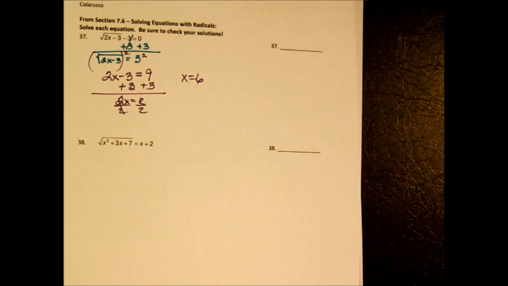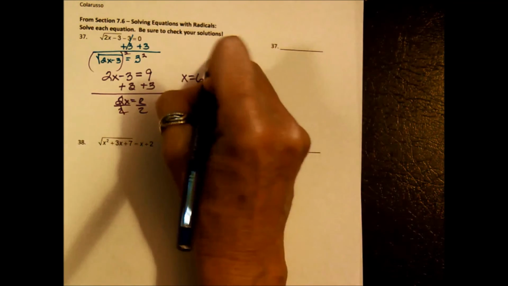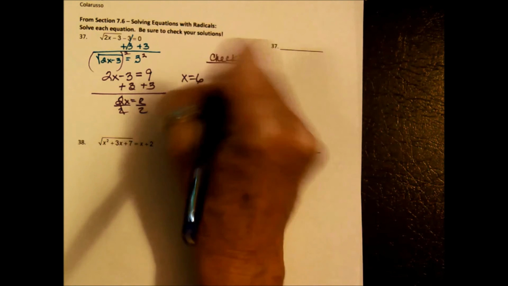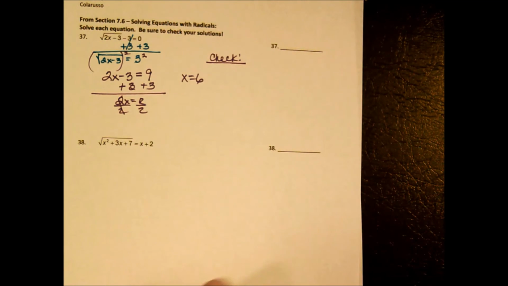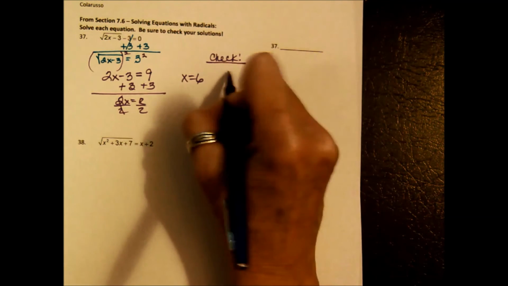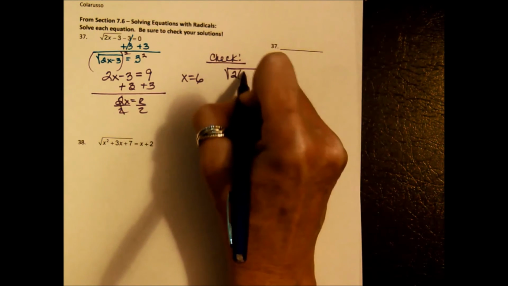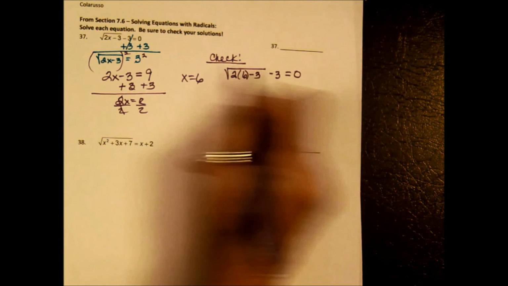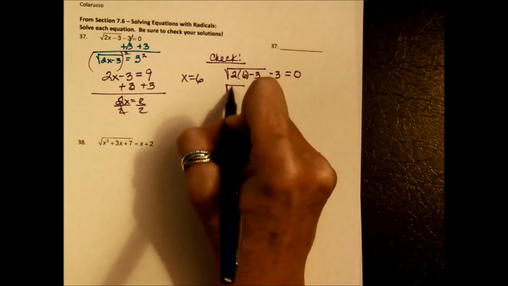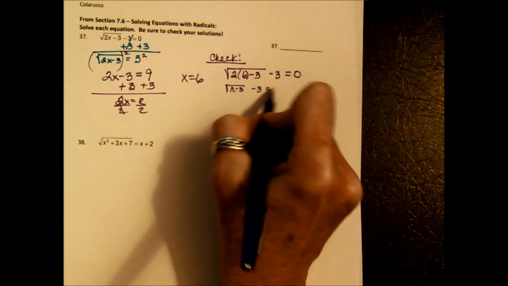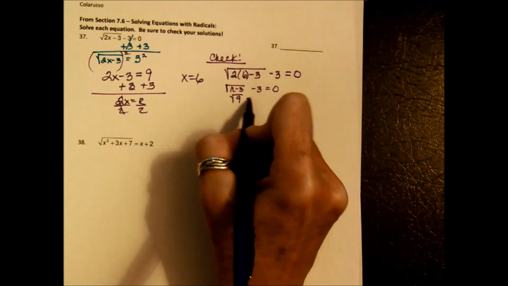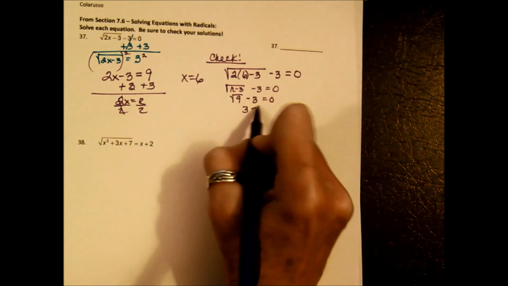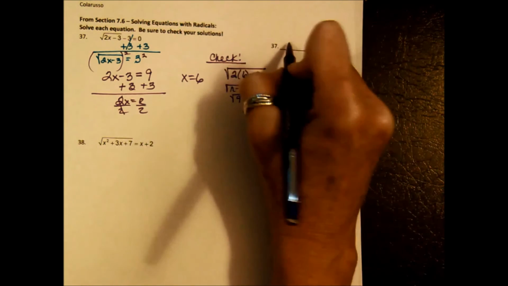Notice I didn't write it on the blank yet, on the answer blank. And the reason is, when you square to solve something, you are required to check your answer in the original problem to make sure that it works. So we're going to take the 6, put it into our original problem before we even moved that 3. So it's got to look exactly like the original. So that would be square root of 12 minus 3 equals 0. Square root of 9 minus 3 equals 0. 3 minus 3 equals 0. It checks. Now we can say, yes, our answer worked.